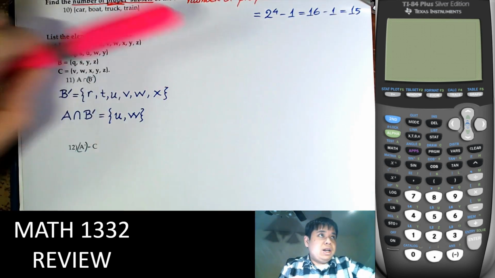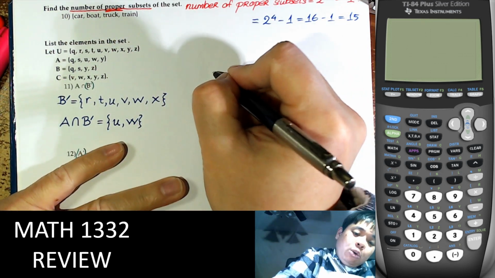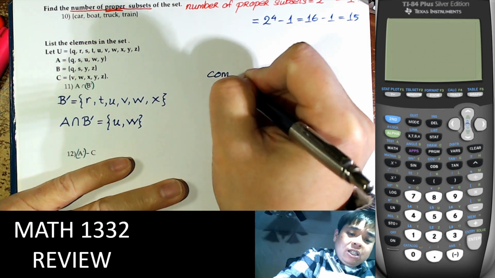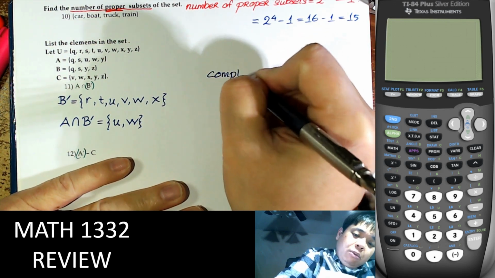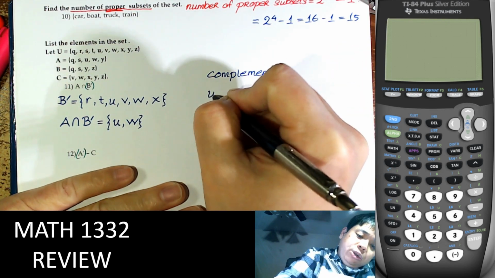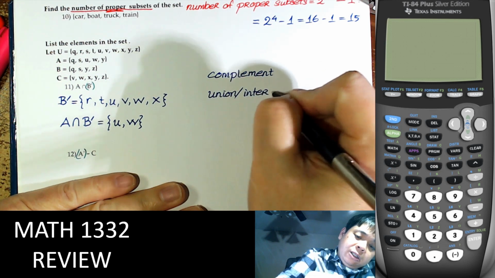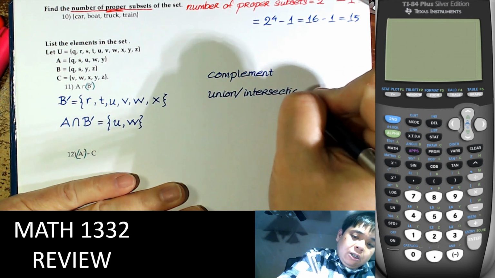Once again, all the operations of the sets start with complement. Of course, if there are parentheses, I'll do that first. But if there are all the operations, always do the complement first, and then union, intersection, or difference.